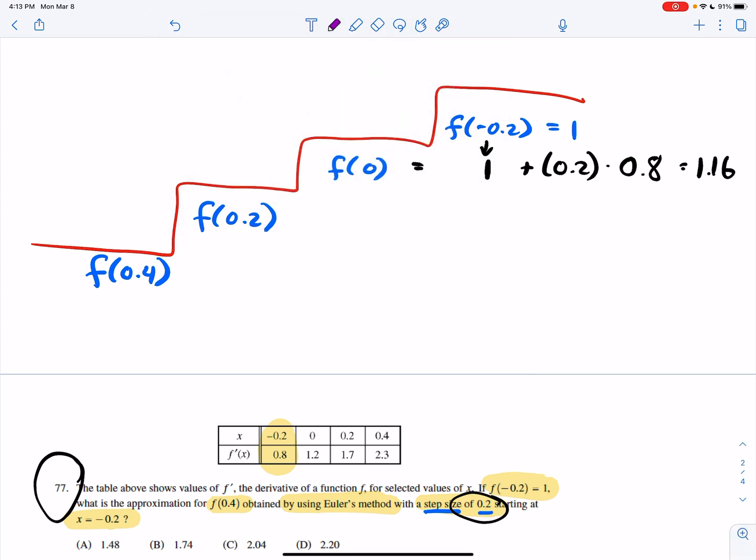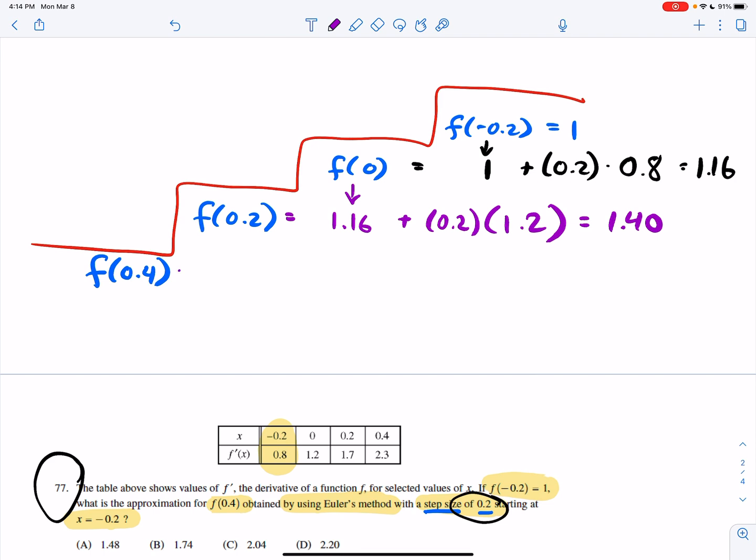Here we go. So to go to f of 0.2, we plug in our previous value. f of 0 is 1.16 plus the step size times the derivative of the previous coordinate. So we're finding f prime of 0, which is 1.2. Okay, everything is based off of its previous coordinate, okay? This right here comes out to, oh gosh, 1.2 times 0.2 is 0.24 plus 1.16. What is that, 1.40? I should really use a calculator. I think that's good.